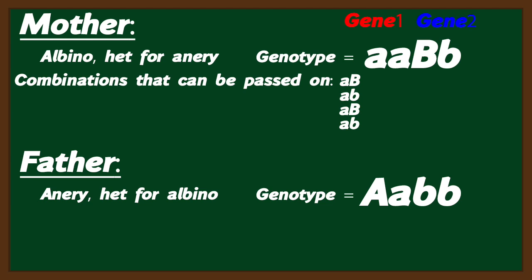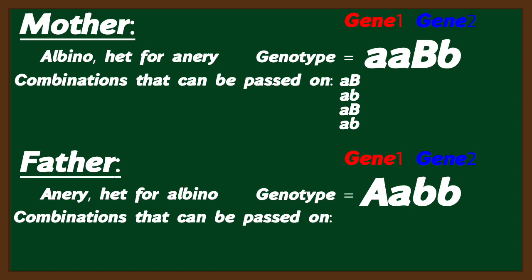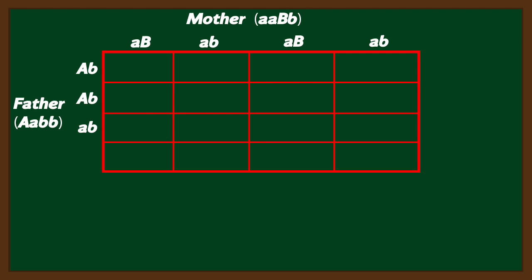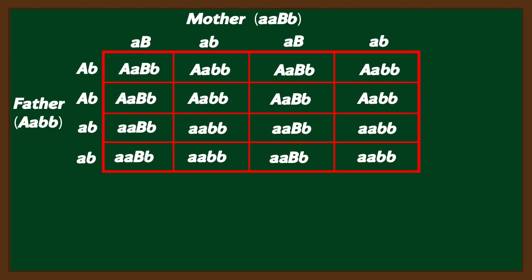The father's genotype is big A, small a, small b, small b. This results in the following combinations that he can pass on to his offspring: big A small b, big A small b, small a small b, and small a small b. Again, we put the combination the mother passes on along the top, and the father's down the side, filling in the 16 genotypes of the offspring.